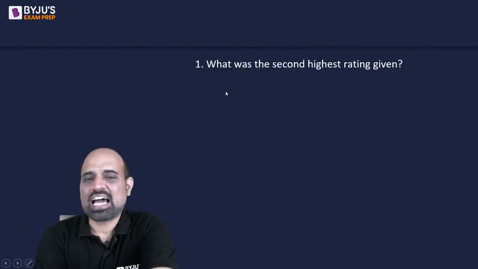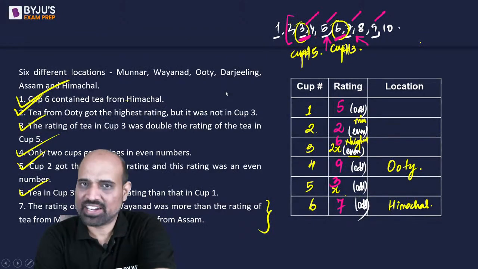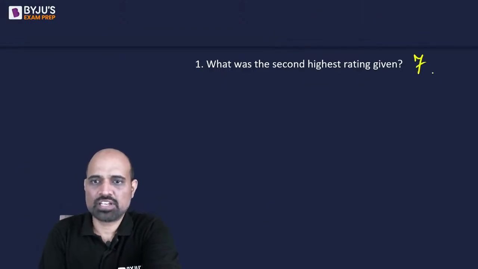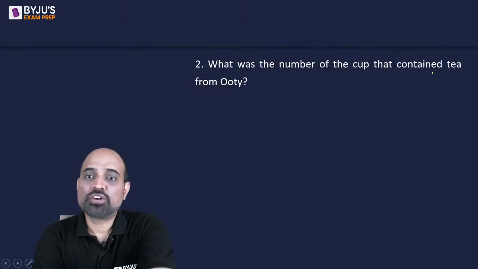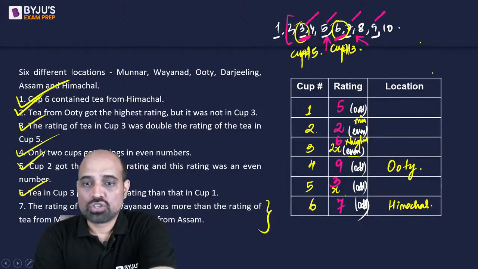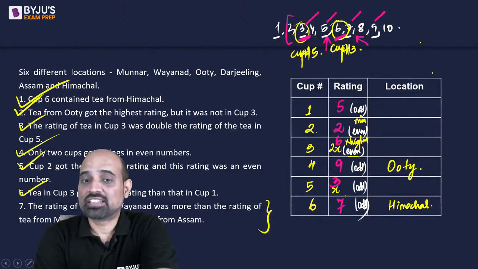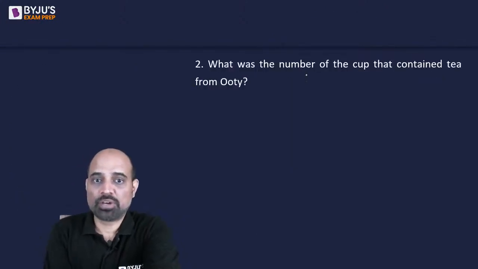What was the second highest rating given? So the highest rating given is 9. The second highest rating is 7. So 7 is going to be the answer. Okay. What was the number of the cup that contained tea from Ooty? So if you look at the tea from Ooty, the cup number is 4. The rating is 9, but the cup number is 4, right? So number of the cup is 4.